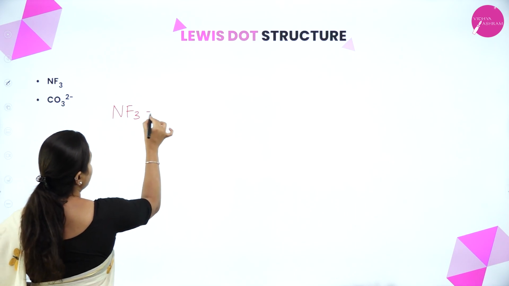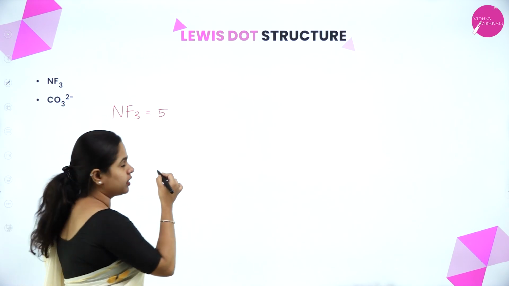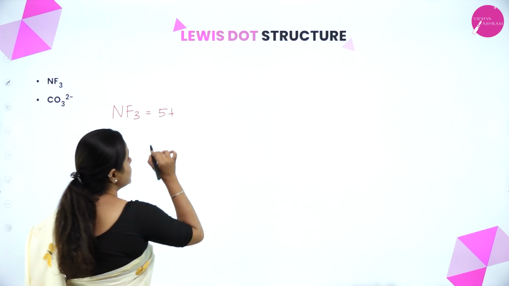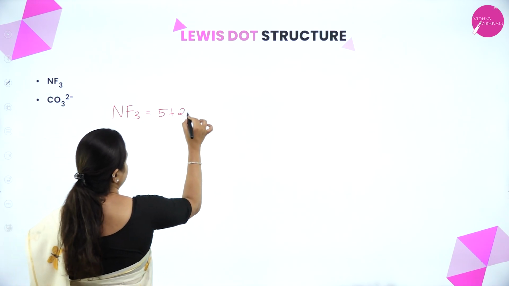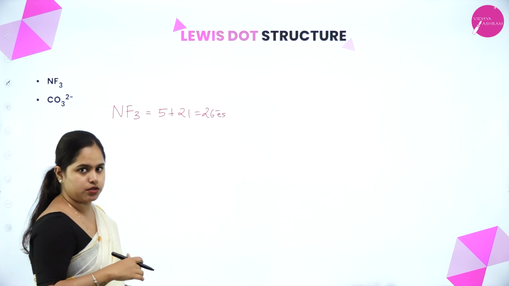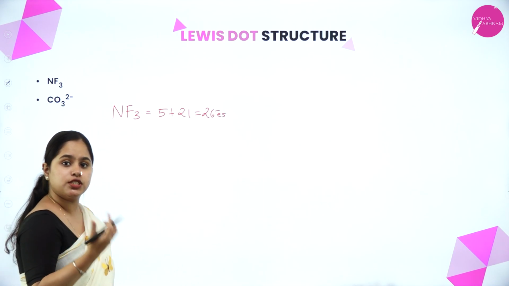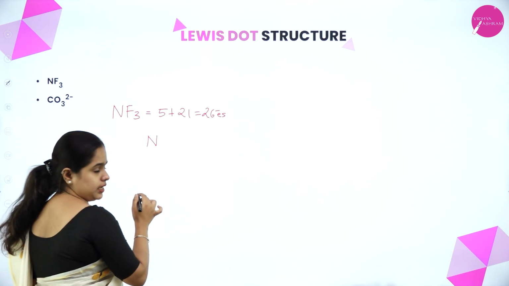First you have to calculate the total number of valence electrons, which is 5 in the case of nitrogen, and for fluorine it is 7 for each fluorine. That means 7 into 3 will give 21, right? That is a total of 26 valence electrons. Now out of this I have to find which is the least electronegative one. It is nitrogen. So that will be in the center.